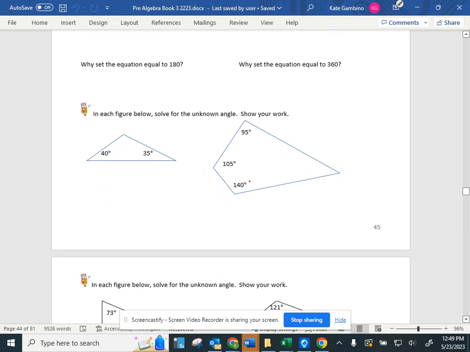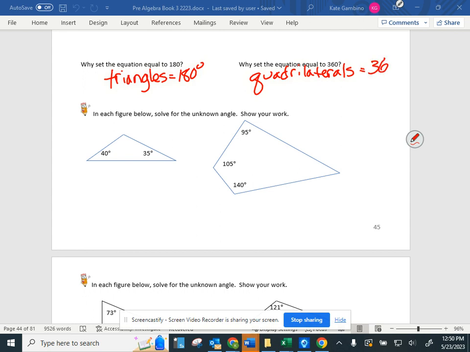Why set the equation equal to 180 for our first one? Well, it's a triangle. Triangles equal 180 degrees. Quadrilaterals equal 360 degrees. Got to remember those two numbers. Triangle, quadrilateral. Quadrilateral, by its nature, is two triangles put together. So it's going to be double.